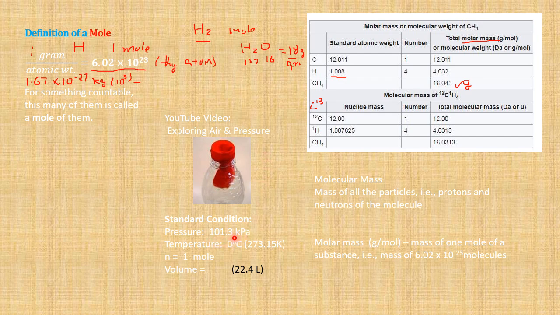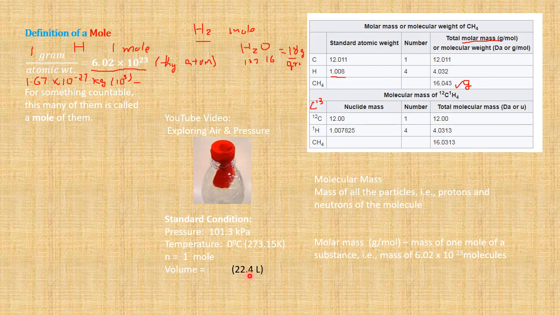Then this number is this much, and the standard has to be 0 degrees Celsius and 273.15 Kelvin. And 1 mole, and also at a standard using ideal gas, 1 mole of gas, any gas, at the standard pressure, we will have 22.4 liters. Okay, and so that's the summary.